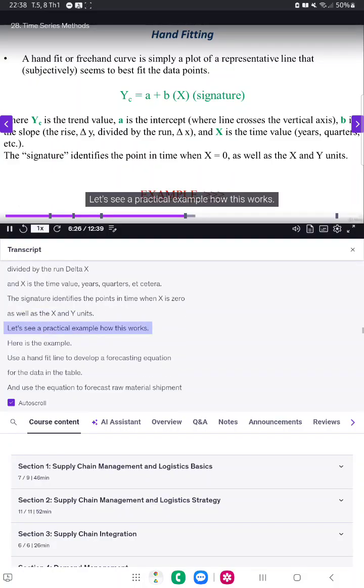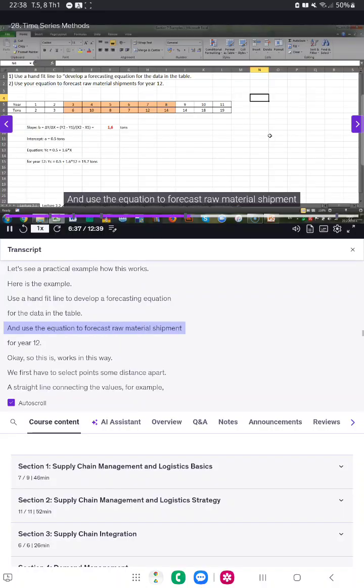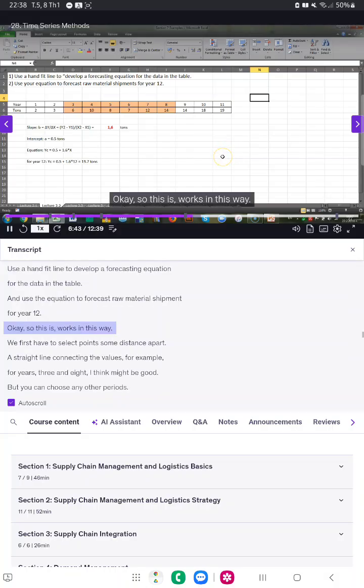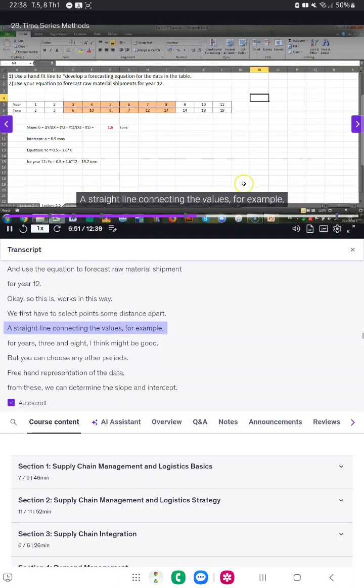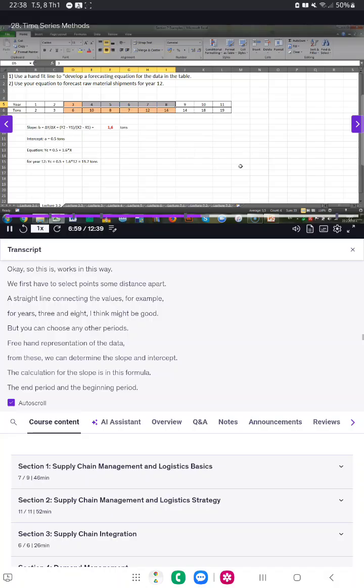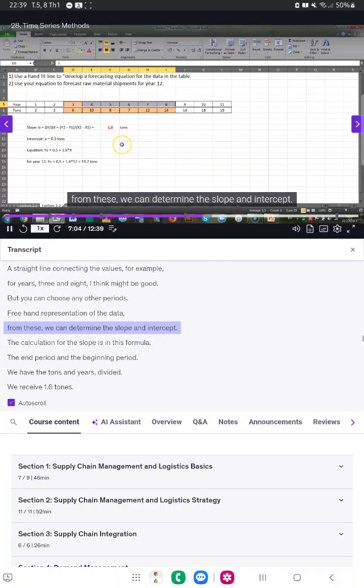Let's see a practical example how this works. Here is the example. Use a hand-fit line to develop a forecasting equation for the data in the table, and use the equation to forecast raw material shipment for year 12. Okay, so this works in this way. We first have to select points some distance apart. A straight line connecting the values, for example, for years 3 and 8, I think might be good, but you can choose any other period. Freehand representation of the data. From this, we can determine the slope and intercept.